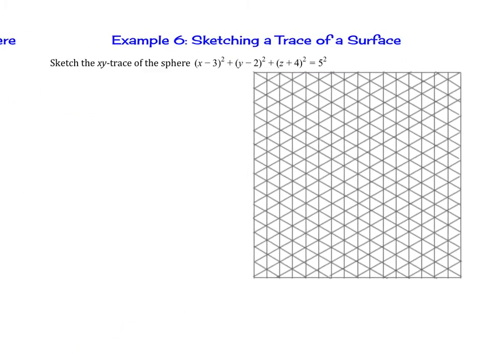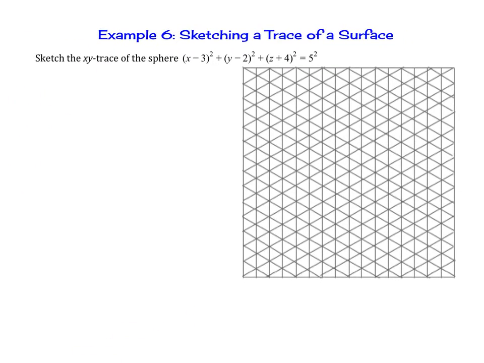Now let's sketch a trace of a surface. So sketch the xy trace of the sphere, x minus 3 squared plus y minus 2 squared plus z plus 4 squared equals 5 squared. So you have to be careful, read what it's asking. So it's asking the xy trace. So if it's asking for an xy trace, what we're going to do is set the z equal to 0. So you set z equal to 0, and then you solve, and then we get an equation of a circle.